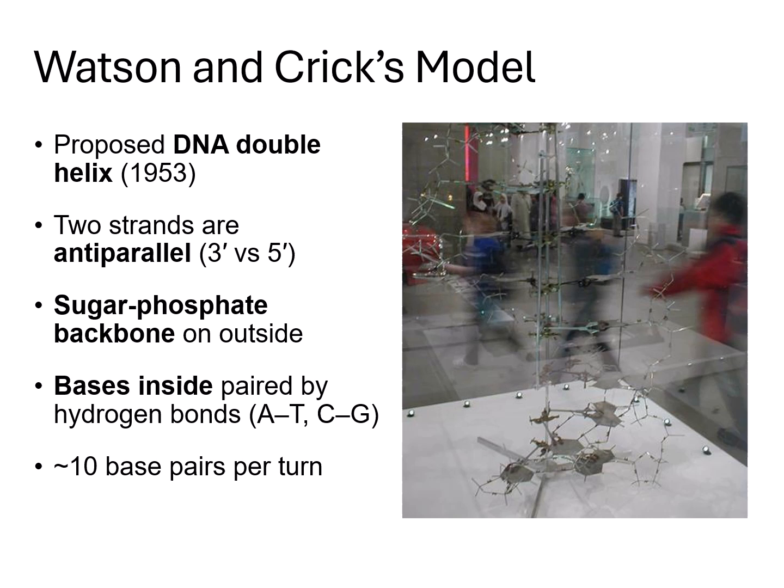And using Franklin's data as well as Chargaff's rules, James Watson and Francis Crick proposed the double helix model of DNA in 1953. This is actually a picture of the model from a display at the Science Museum in London. So DNA consists of two strands that are anti-parallel. One strand will run from 5' to 3', whereas the other strand will be from 3' to 5'. They'll be facing in opposite directions.